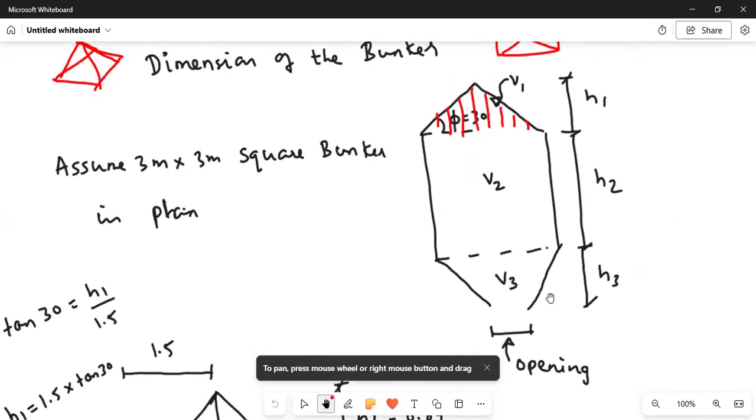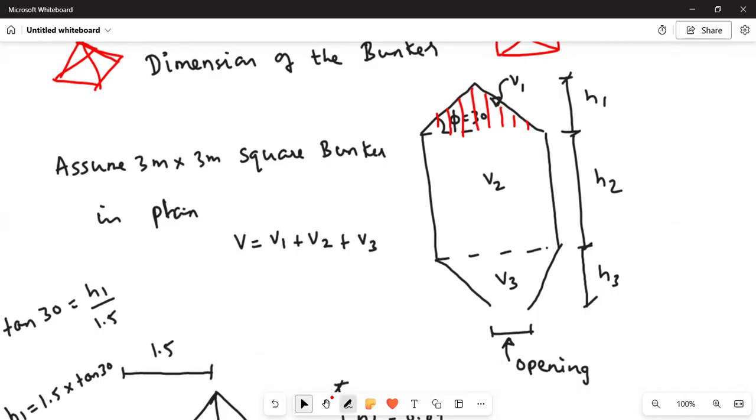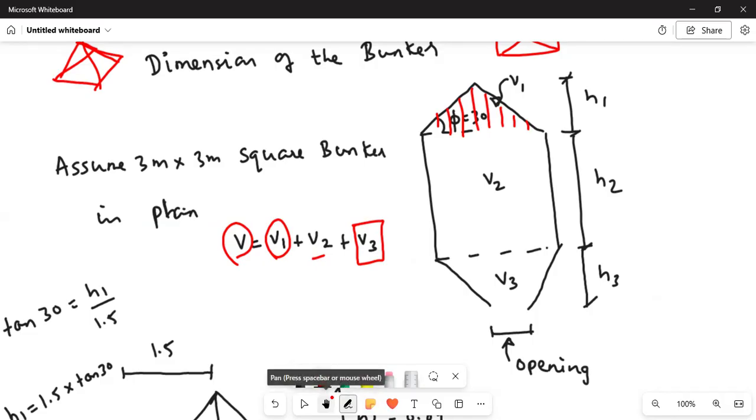So if you want to write like this, V equal to V1 plus V2 plus V3. So from this, what we have gotten is V and we have gotten V1. We can find V3. So once we know V3, V2 can be calculated. Okay.